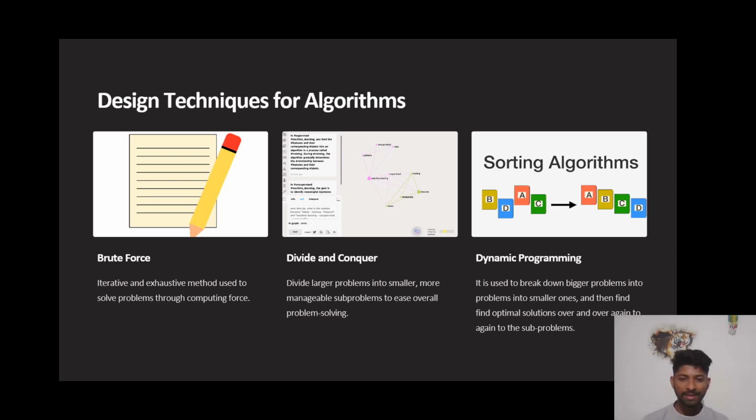So, what are the design techniques for algorithms? First, brute force. It is an iterative and exhaustive method used to solve problems through computing force. Second, divide and conquer. It divides the larger problems into smaller, more manageable subproblems to ease overall problem solving. Dynamic programming. It is used to break down bigger problems into smaller ones, and then find the optimal solutions over and over again to the same subproblems.